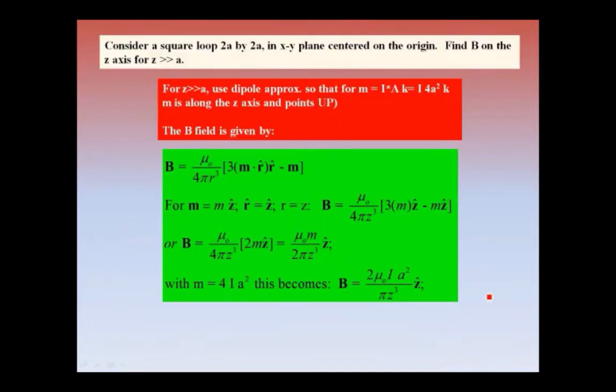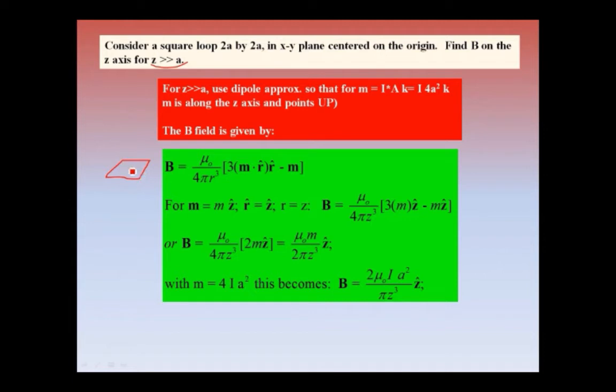Well, here's another example. Let's think of a square loop that's 2a by 2a, in the xy plane, centered at the origin. We're to find B on the z-axis for z much greater than a. What we're saying here is that we can use the equations that we've developed. For this case, where z is greater than a, we can use the dipole approximation, so that for m equal to I times a times a unit vector k, this will be I times 4a squared times unit vector k. m is along the z-axis and points up. What we're talking about then is a square loop like this. The sides are 2a and 2a.